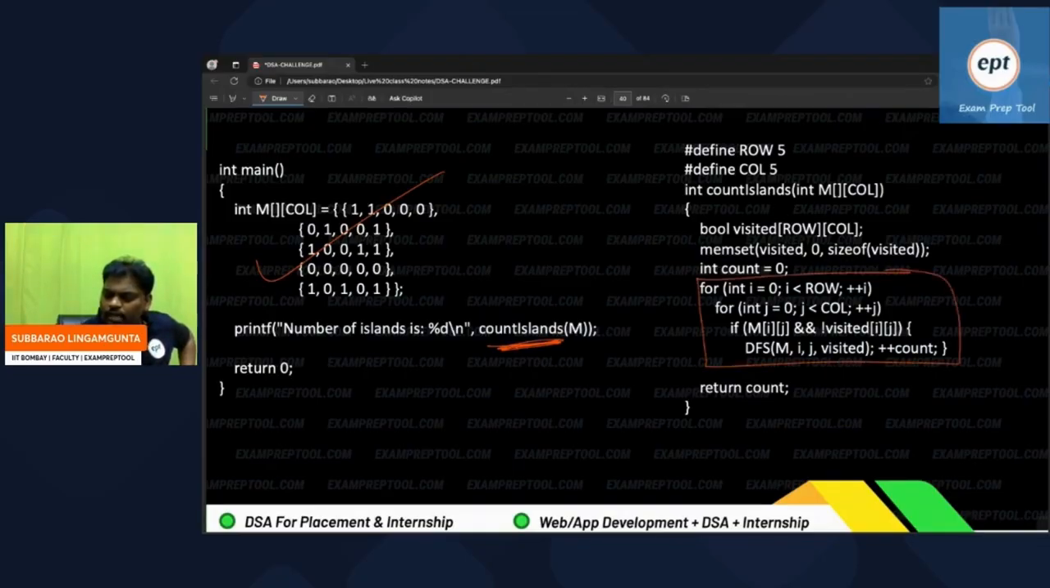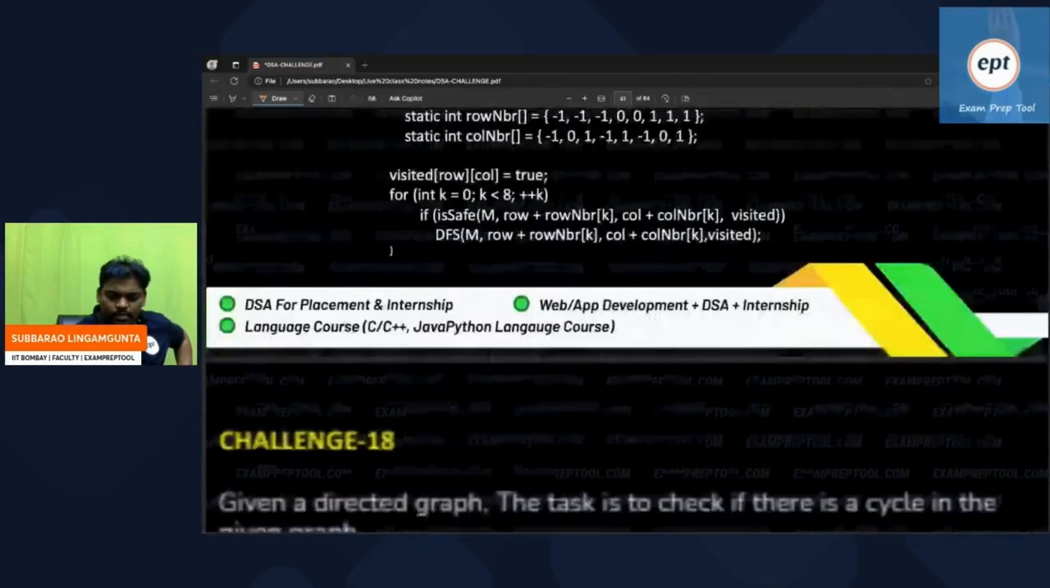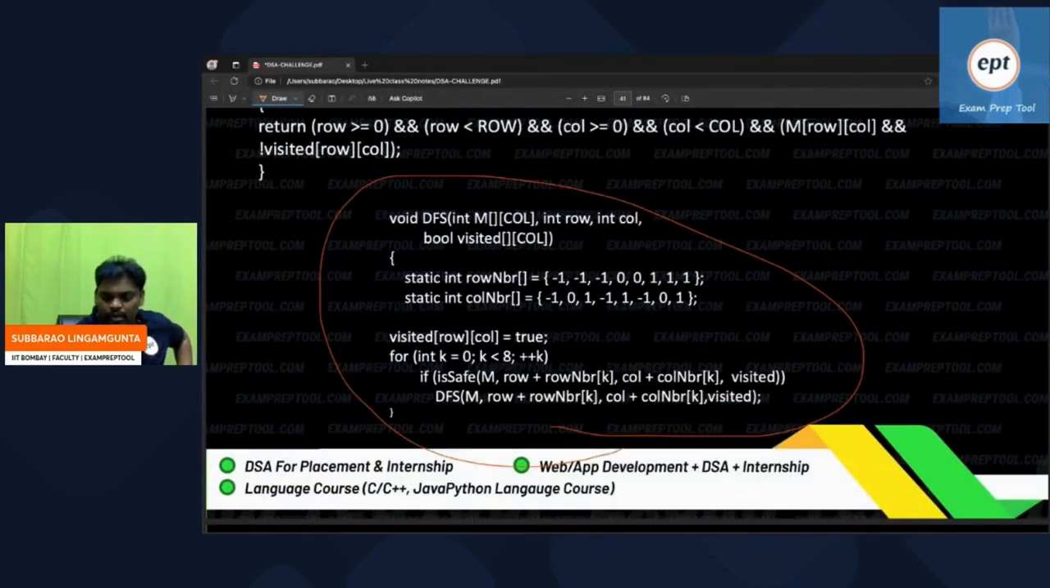Whenever it is scanning, i is equal to 0, j is equal to 0. First it will check if it is visited or not. If not visited, then it will call the DFS algorithm. Whenever the DFS algorithm is going on, first it has to check whether it is a neighbor or not. It will first verify whether it is adjacent or not.